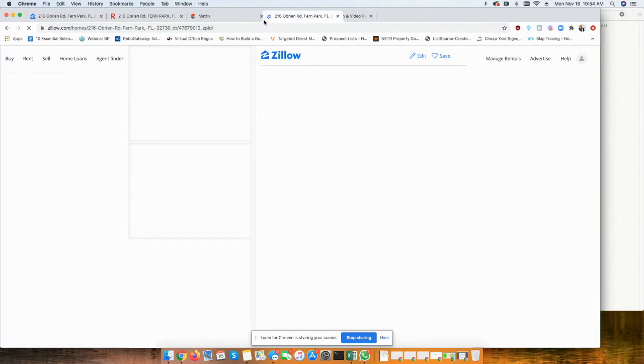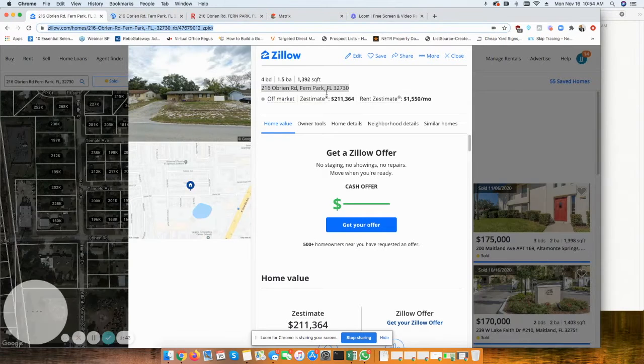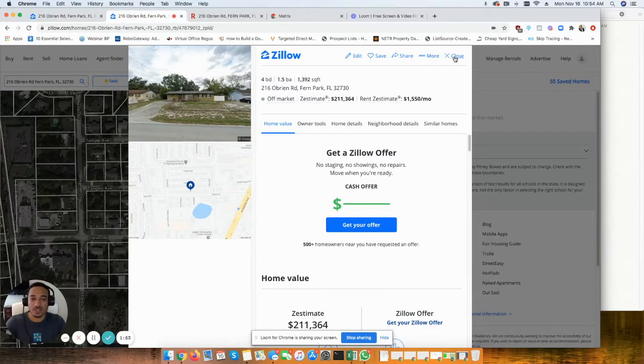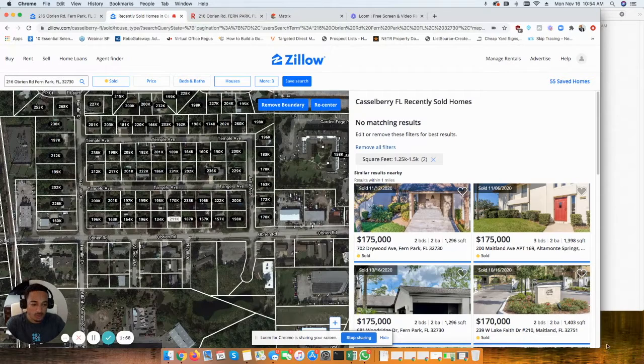Okay, so I like to at least have two tabs open. It just makes it easier to do the comparables when you're looking on Zillow. At least you got your stats here. You already know it's a 4-bed, 1.5 bath, 1,392 square feet. So here, we'll go on the next tab, close it out.